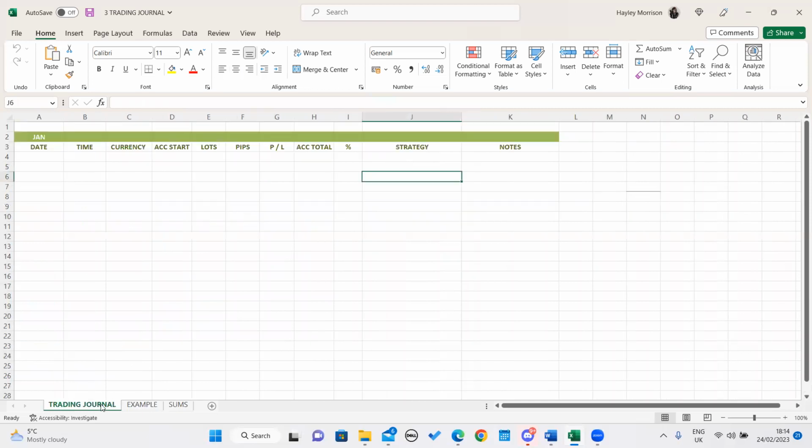Like I said, very basic on the trading journal, but also very important to do. Again, if you've got any questions about this, reach out. Once you've downloaded it and saved it, you can tweak this and change it and use it how you want.